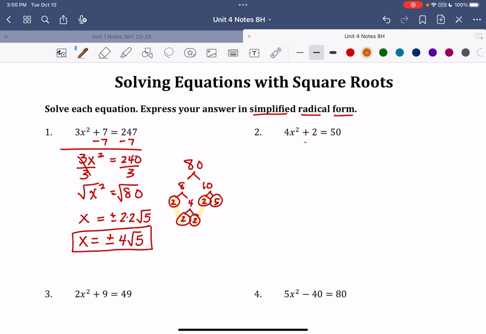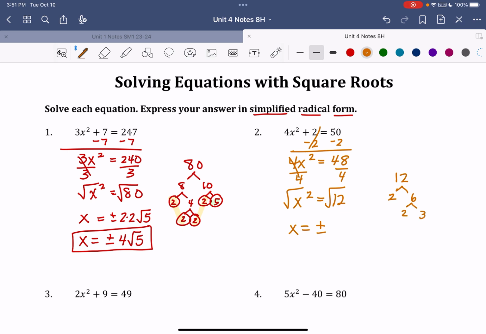All right, number 2, we're going to subtract 2 from both sides. We get 4x squared is equal to 48. Divide by 4, and x squared is equal to 12. Then we're going to take the square root. So x is equal to positive and negative, and then 12 is 2 times 6, which is 2 times 3. So there we have our pair of 2's, and our 3 is going to stay inside. So a 2 breaks out, a 3 stays behind.